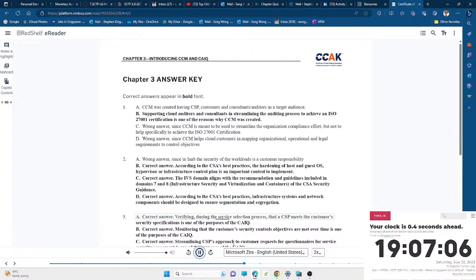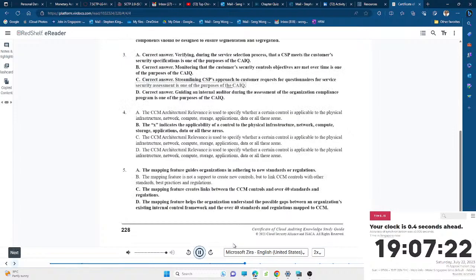3A. Correct answer. Verifying, during the service selection process, that a CSP meets the customer's security specifications is one of the purposes of the CAIQ. B. Correct answer. Monitoring that the customer's security controls objectives are met over time is one of the purposes of the CAIQ. C. Correct answer. Streamlining CSP's approach to customer requests for questionnaires for service security assessment is one of the purposes of the CAIQ. D. Correct answer. Guiding an internal auditor during the assessment of the organization compliance program is one of the purposes of the CAIQ.